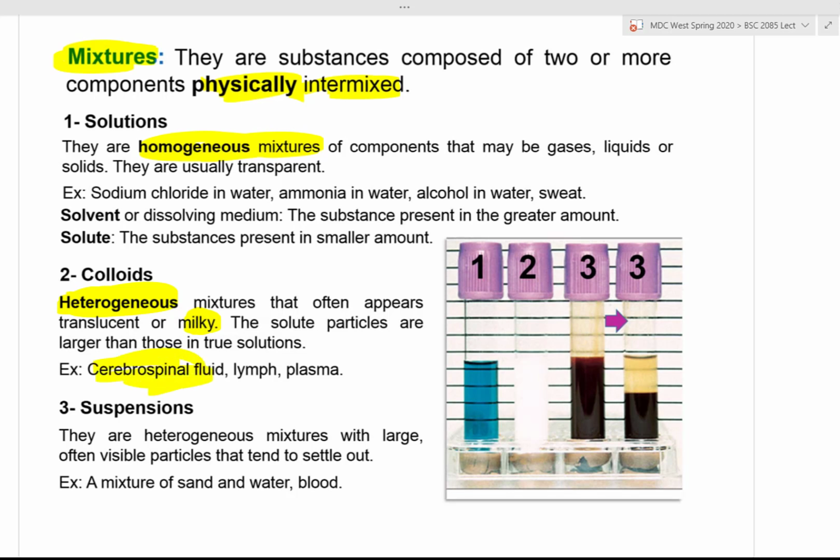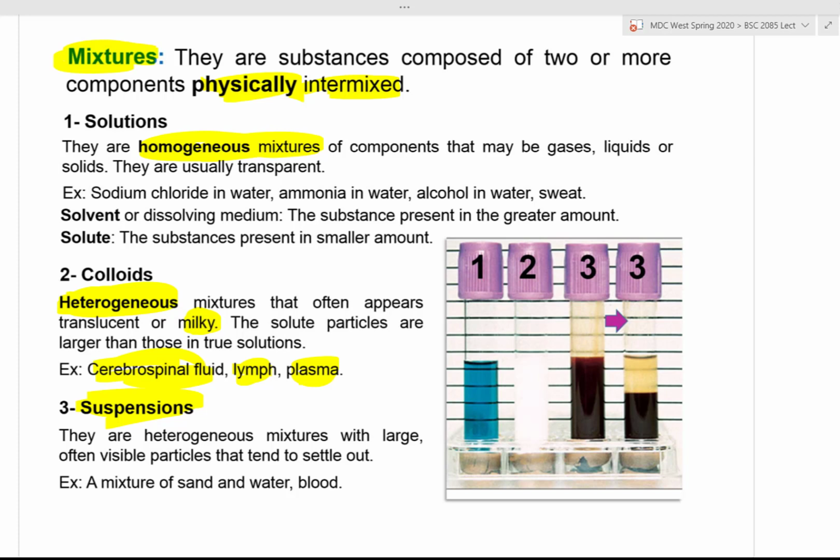Cerebrospinal fluid is one of those. Lymph is another one, and your blood plasma is another one. So whenever they talk about blood or blood plasma or retrieving blood or taking blood from a patient, they're talking about what type of mixture? A colloid mixture, okay?